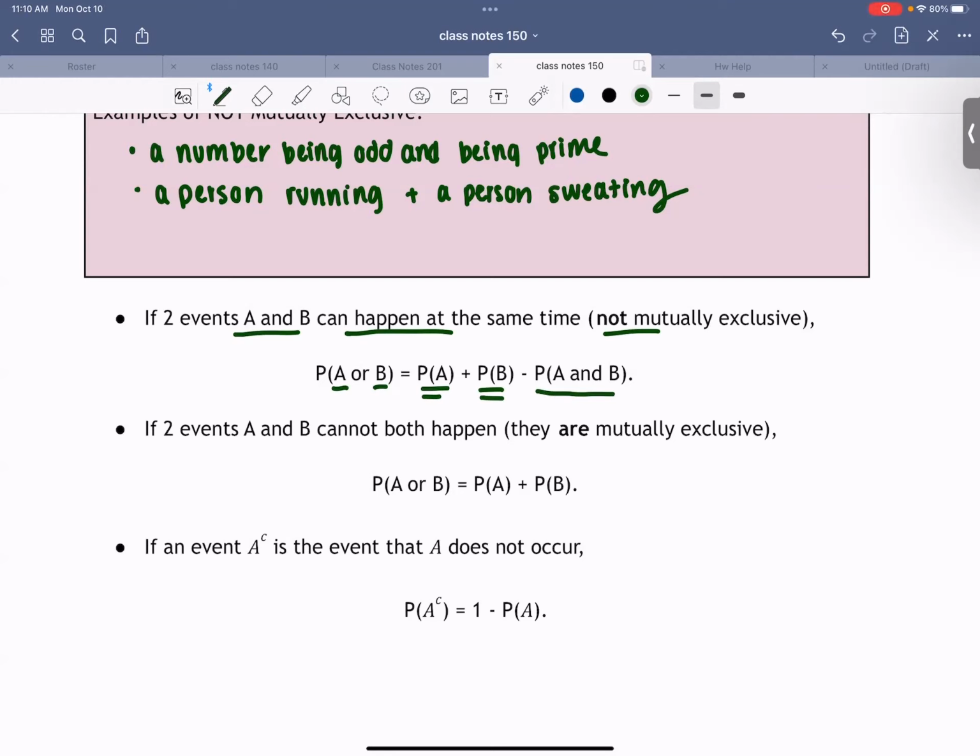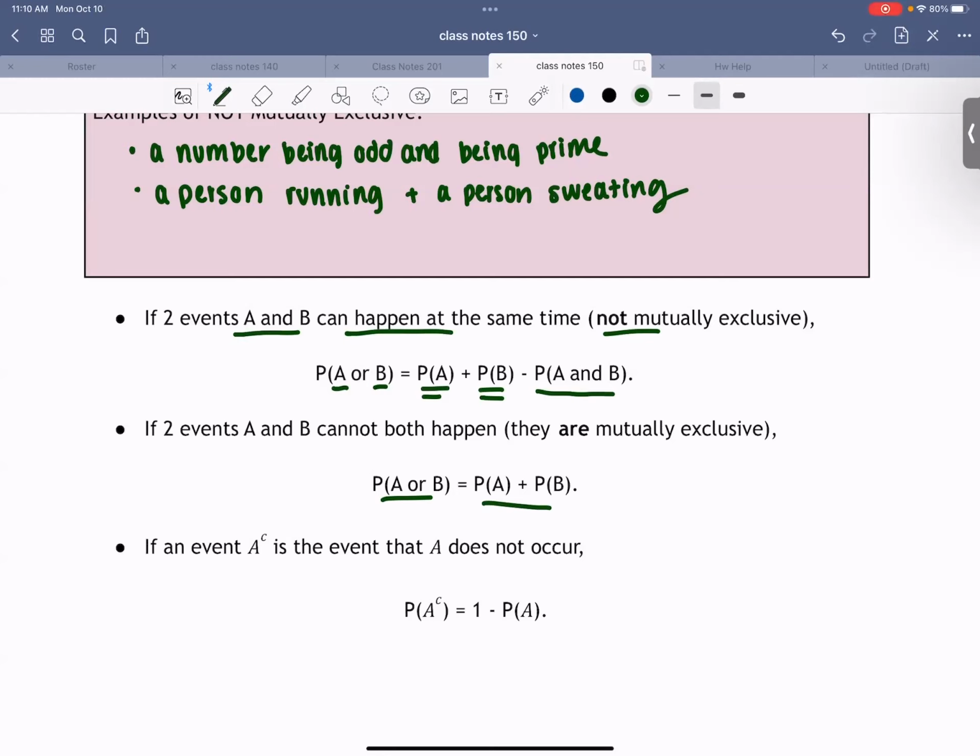Okay, let's say we want to find the probability of A or B happening, but they are mutually exclusive, so they can't happen at the same time. In this case, there's nothing to subtract off, so we're just going to add the two probabilities.